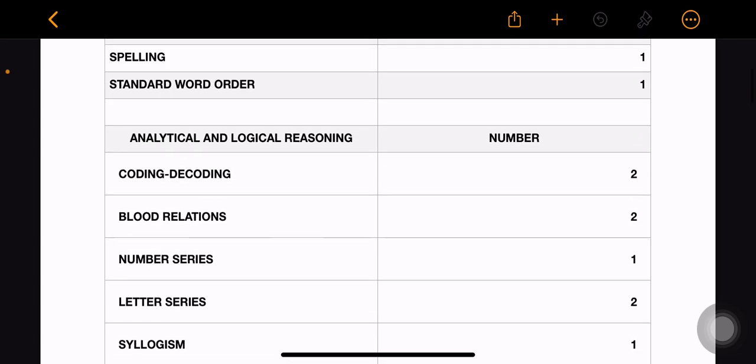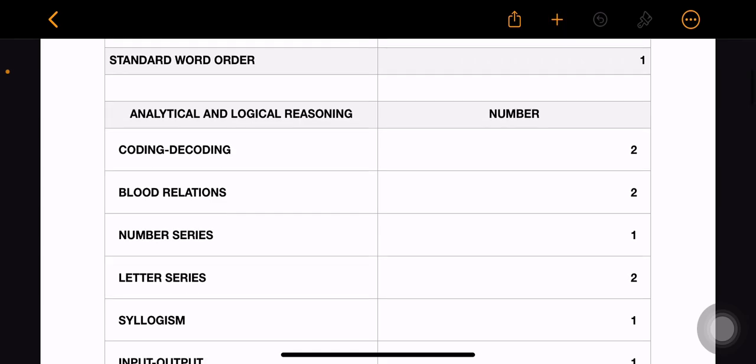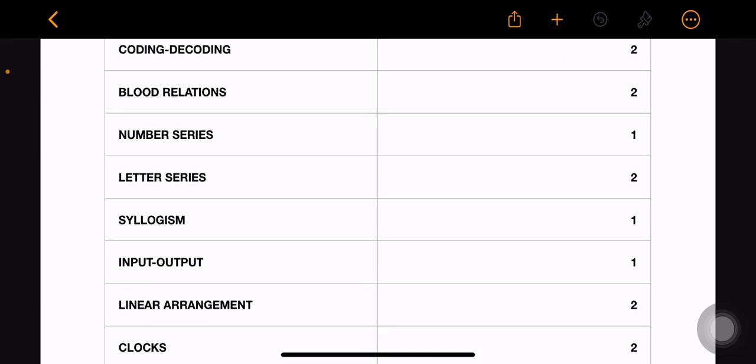Now, if you ask me personally, coding, decoding questions can be solved easily. Blood relation questions, sometimes they take some time, sometimes they can be solved easily. Number series, if it clicks, you can solve it. If it doesn't, then you should not stop yourself anywhere. Letter series, syllogism, input, output is also a question that consumes a lot of time. Many times you get a question that is going to consume a lot of time.